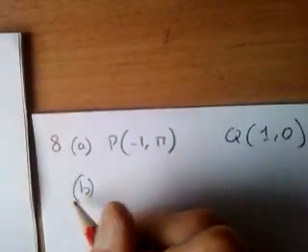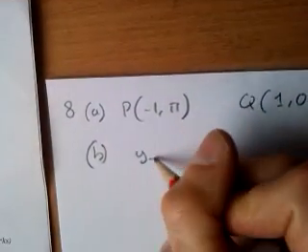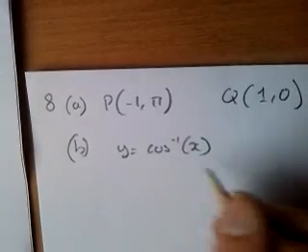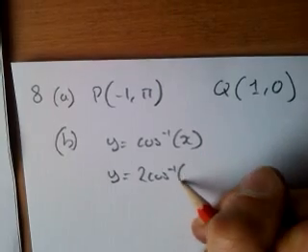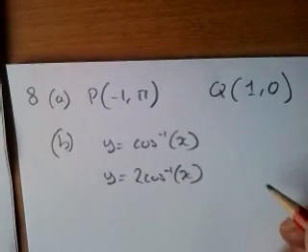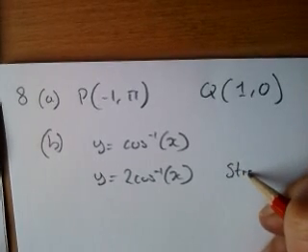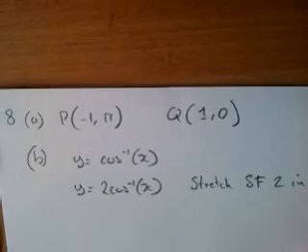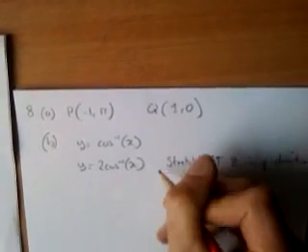Part B: describe the sequence of geometric transformations that map y equals inverse cos x onto our required function. So we'll do it step by step. y equals 2 inverse cos of x would be a stretch, scale factor 2 in the y direction. That'll be our first transformation.